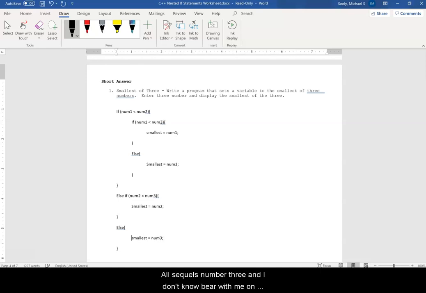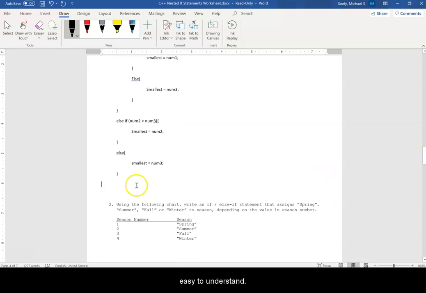Bear with me on some of these, like obviously the else is not uppercased. I'm not going to fix that. That should be pretty easy to understand. All right, and then it wants to print it out. So you do your cout, smallest. Okay.